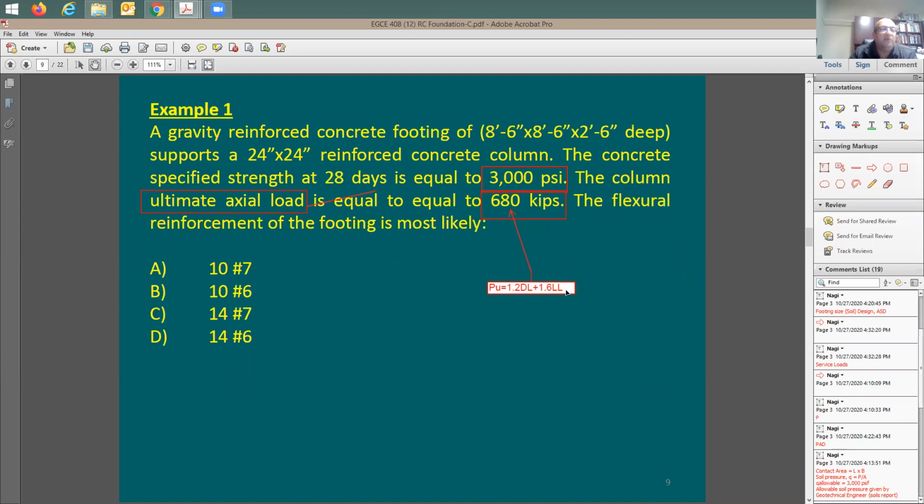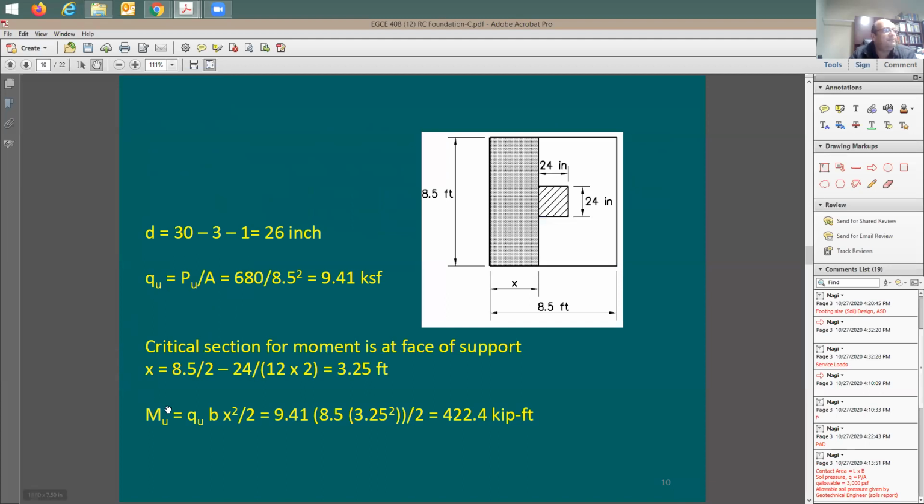Which means I can also have ultimate soil pressure. I can have surface soil pressure and ultimate soil pressure. The surface soil pressure is used to size the footing, length by width. The ultimate soil pressure is going to be used to figure out the reinforcing and check the shear if needed. So, here's Q ultimate. This is the one that I'm after.